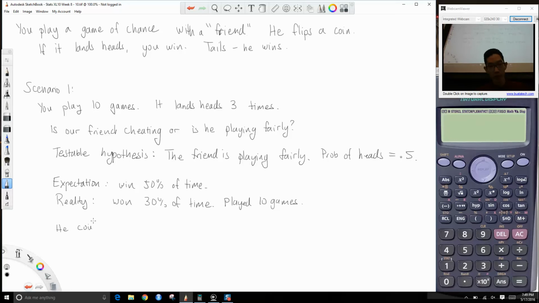So I'll write that. He could be cheating. So we haven't proven that he's not cheating. But at the same time, but it is quite possible to get these results from simply bad luck. Quote unquote bad luck. Or in other words, just random chance.